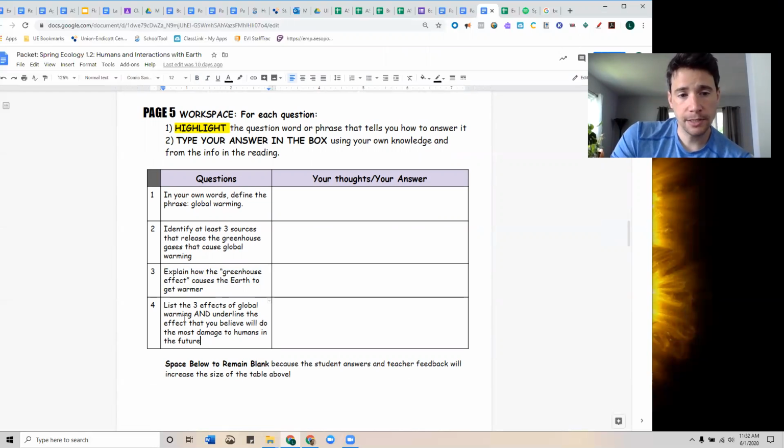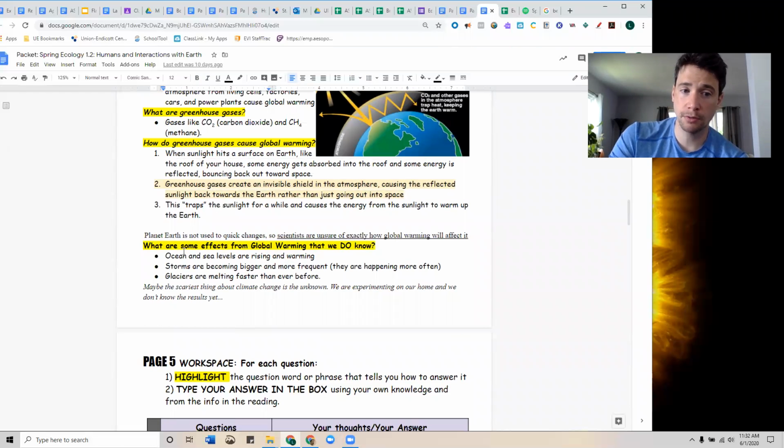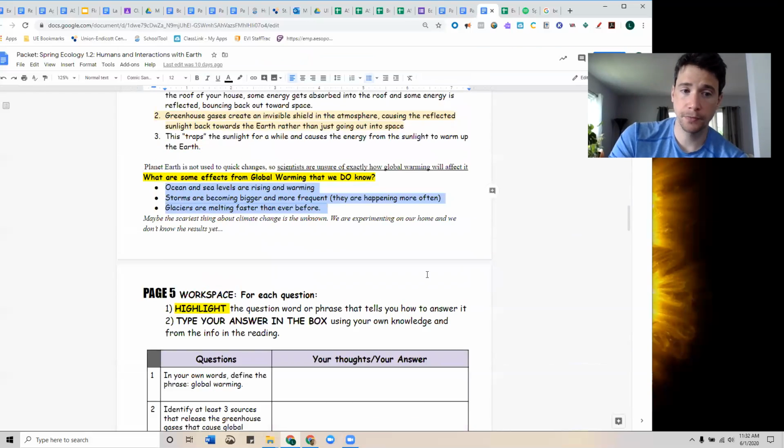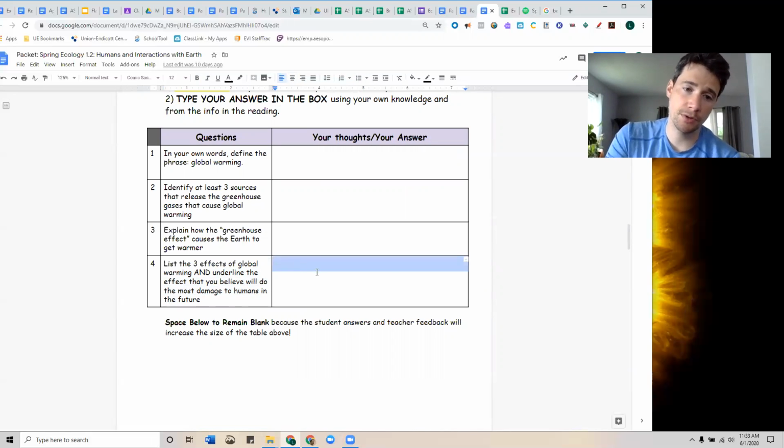Question 4, list the 3 effects of global warming and underline the effects that you believe will do the most damage to humans in the future. Okay, so you're going to do 2 things here. So make sure you highlight both of them. List the 3 effects of global warming. So I've given you 3 effects right here. And then you're going to underline the effect that you believe will do the most damage to humans in the future. Okay, so toss your answer there.